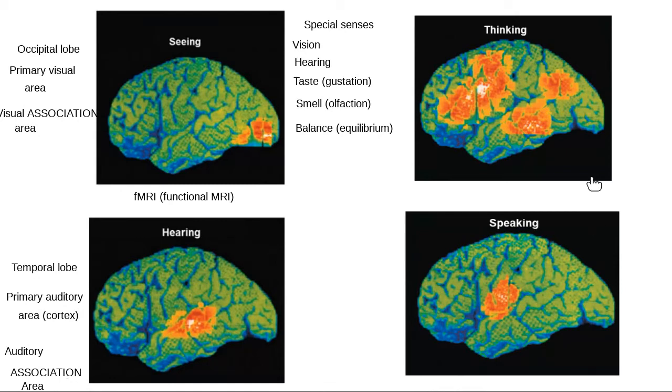Now, these particular pictures occur later in your lesson packet, but I wanted to toss them up here just to show you something kind of cool. When we do the process of seeing something, we're all influencing that occipital lobe here in the back. When we're hearing something, that's happening here in the temporal lobe. Look at what's going on in your brain when you're just thinking. So when you're processing, when you're trying to understand something, you're planning something, notice how many different places in your brain light up when you're thinking.